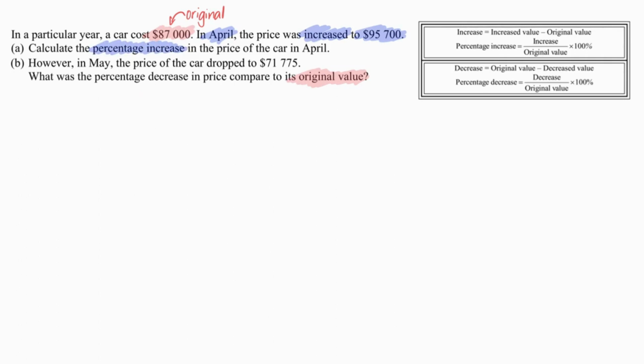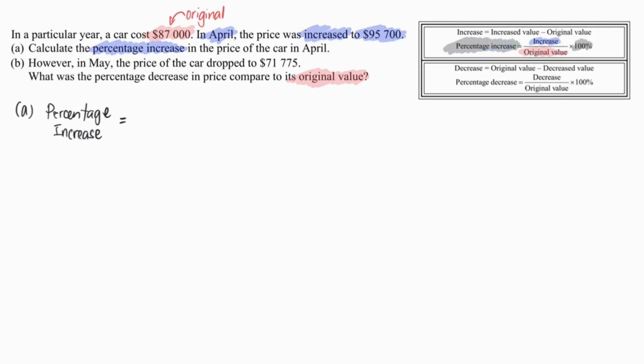So part A is pretty straightforward. Percentage increase is simply equals to, if we refer to the top right hand corner of this video, then we could see that percentage increase is simply the increase over the original multiplied by 100%. Okay, so this one, percentage increase, we will have that.